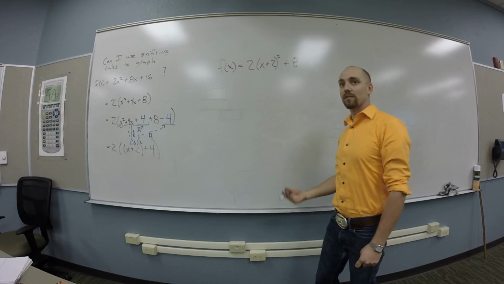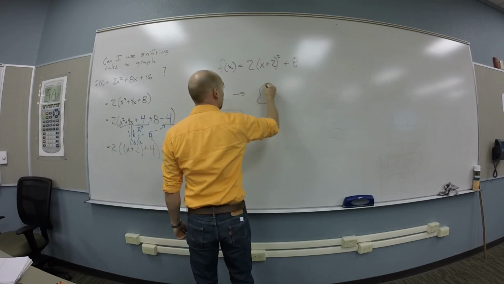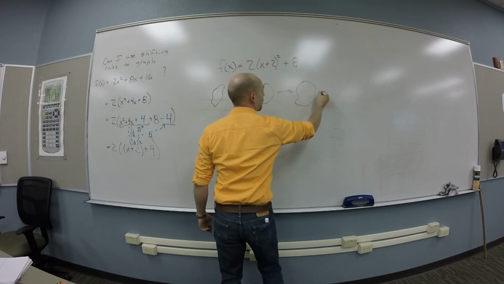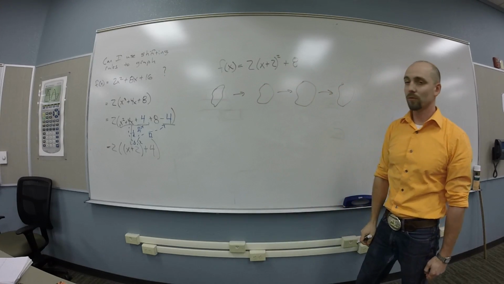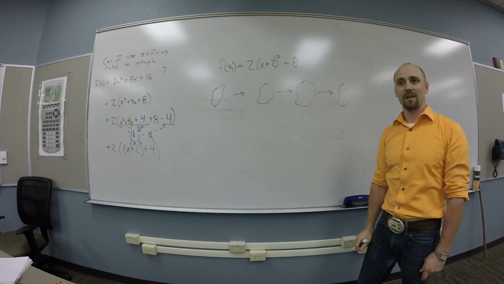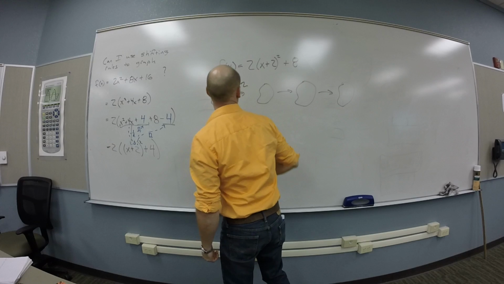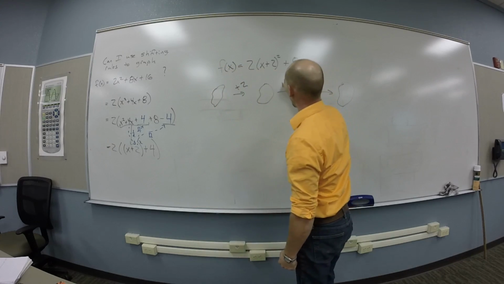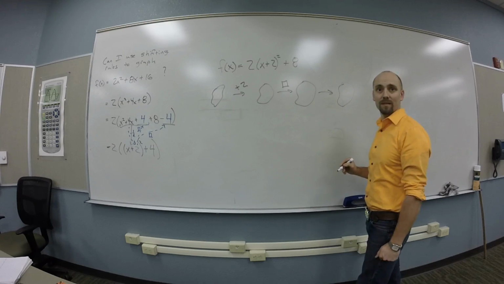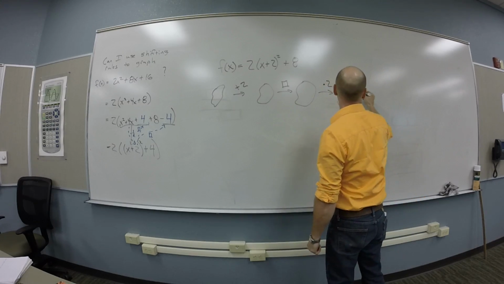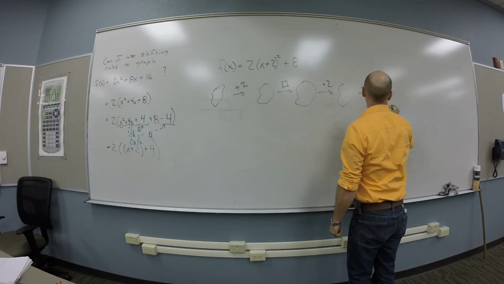Okay, now I can think about this as a function diagram. So I might think, okay, what's happening when I put an x in here? So first things first, what do I do? Add 2. Okay, we add 2, then we'll square, right? Then the next thing is multiply by 2. Then the next thing is add 8, and then we're done, right?